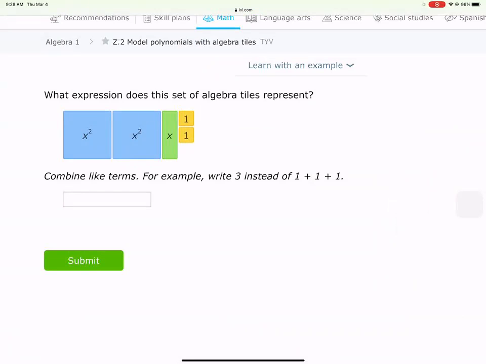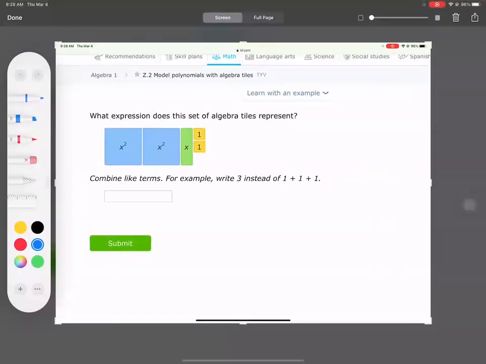Now if I look right here, I see x squared, and x, and a 1 and a 1. So I want to ask you, how many x squares do we have? We have 2 x squares. That's really what they want you to write. How many x's do you have? You have 1x. So I'm just going to write x. You could write 1x, but we always just write 1x as just x, meaning the 1 is invisible.